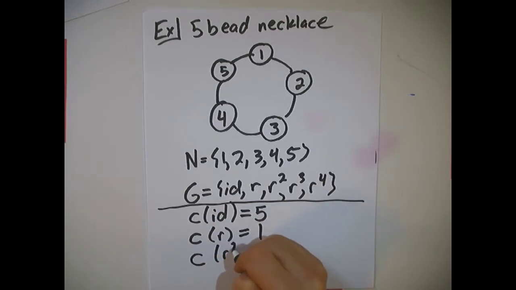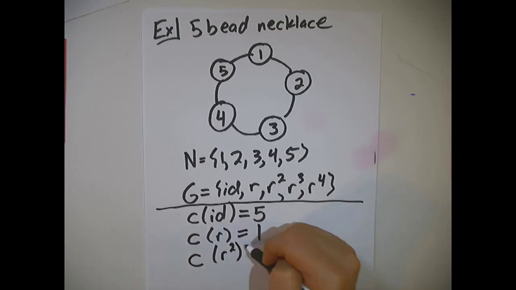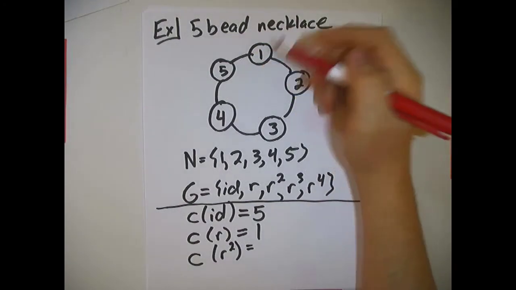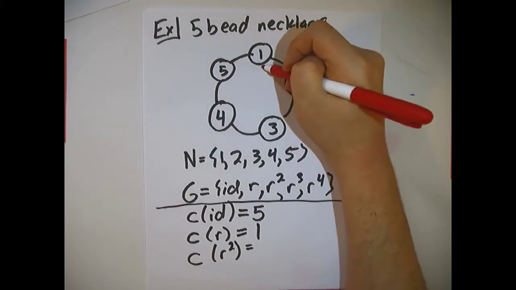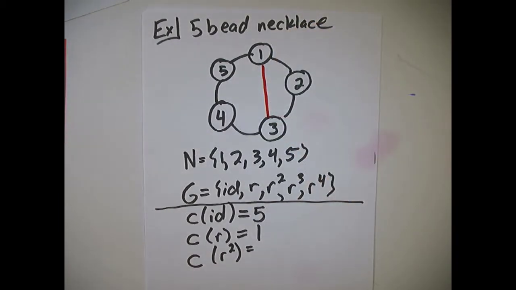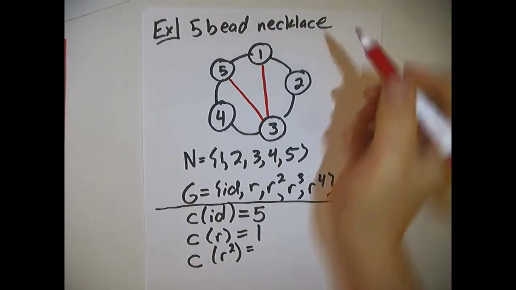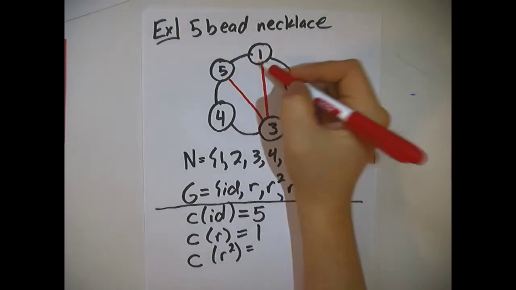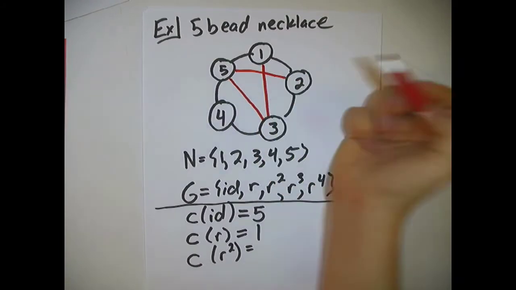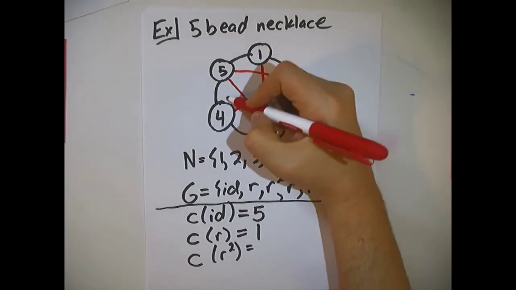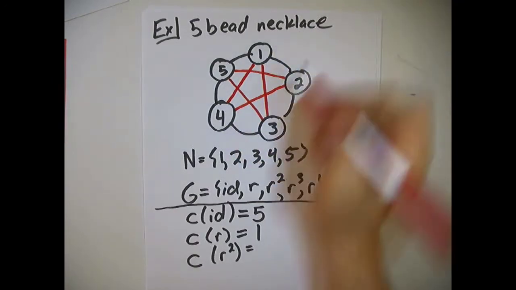Okay, let's do the cycle number of R squared. Okay, and I'll do this one out, because this one will have to be followed a little bit more carefully. So I'm going to start at 1 and say, where do I go from 1? From 1, I go to 3. Where do I go from 3? From 3, I go to 5. Where do I go from 5? From 5, I go to 2. From 2, I go to 4. And then from 4, I go back to 1.